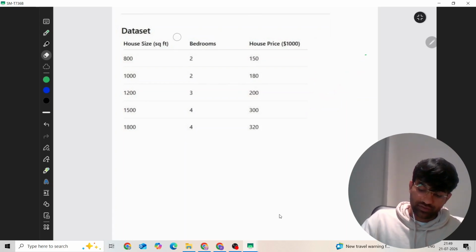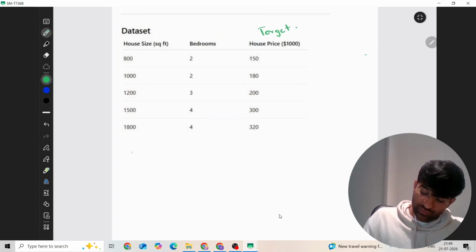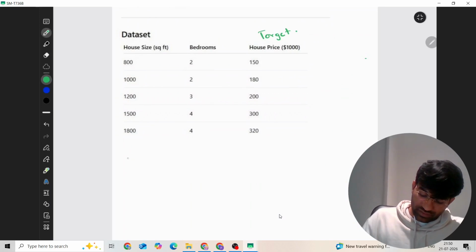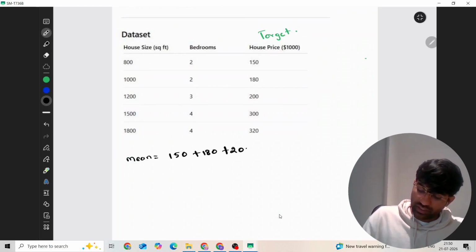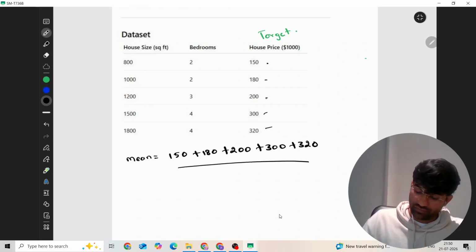So we will calculate the mean of the dataset, the mean of our target variable, first. We focus on the target variable first because we have to find the variance of the entire dataset. That is, mean is equal to 150 plus 180 plus 200 plus 300 plus 320, I am taking these values, divided by 5. I have 5 records. So our mean y bar is equal to 230.